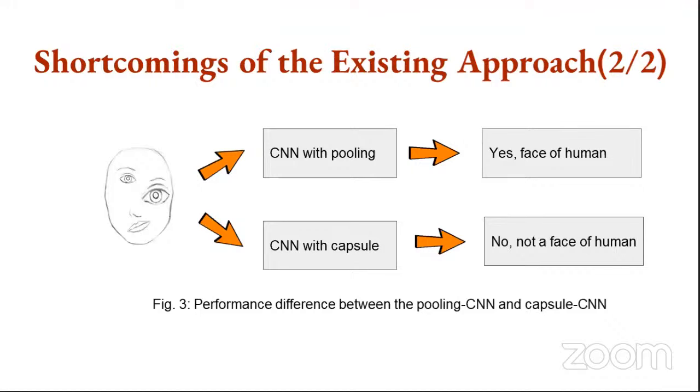So for example, here, if you use the CNN with pooling, then you will get the answer, yes, this is the face of a human. But CNN with capsule will be able to understand the spatial information as well. So it will say that no, this is not the face of a human.